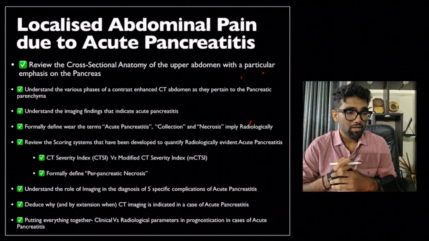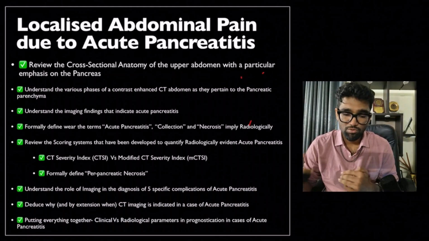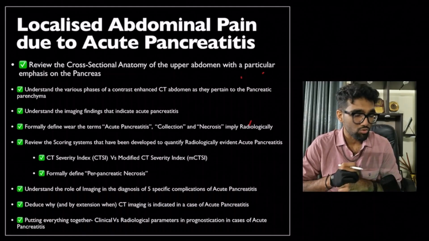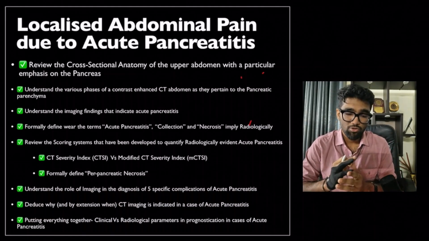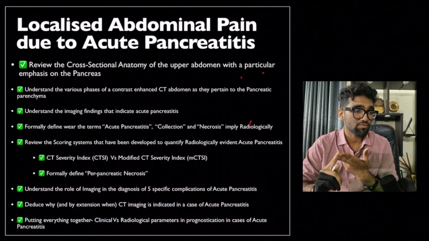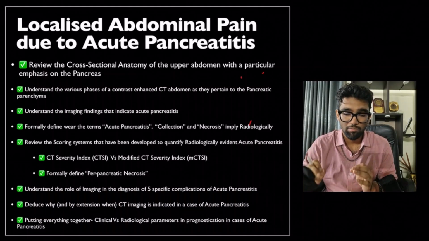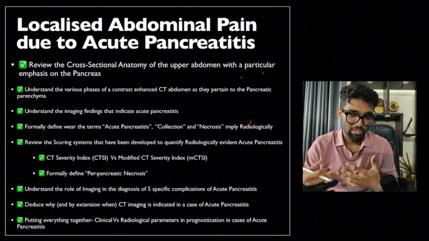Now, radiological parameters are better at predicting morbidity. That is what we use the CTSI and modified CTSI scores for. And as you can see, imaging in acute pancreatitis is aimed at diagnosing and, more importantly, prognosticating patients with acute pancreatitis. It is not primarily required for assessing the cause. Assessment of cause is something that I am usually involved with.